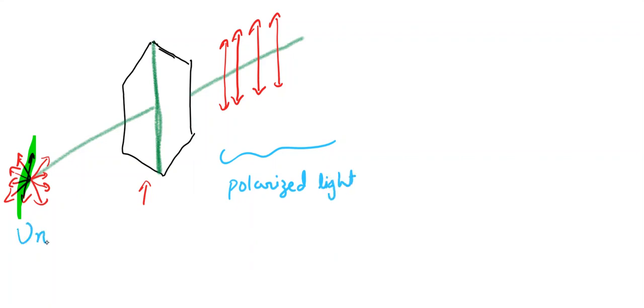This is unpolarized light because electric field vectors are oscillating in all possible planes.